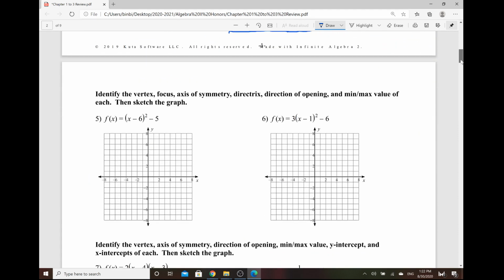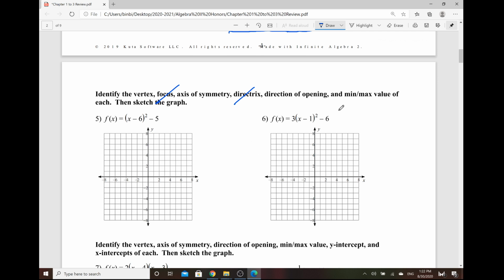So for the next one, it's all about the graphing. Do not worry about the focus. Do not worry about the directrix yet. Once we get into the conic section, we'll talk about those elements and the direction of opening, whether that's facing up, facing down, or to the left or to the right. The min max value, okay?